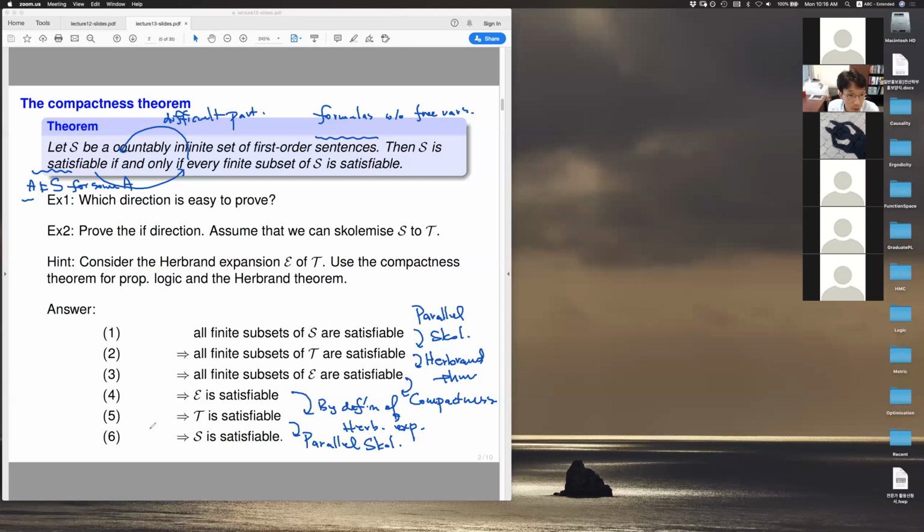Okay, so that's it for today. Before finishing, let me mention one more thing: right now we are talking about the compactness theorem for countably infinite sets. It turns out the compactness theorem also holds for uncountable sets, and that is used often in model theory. One theorem that we're going to talk about at the end, called the Upward Löwenheim-Skolem theorem, has a proof that uses compactness for uncountable sets.